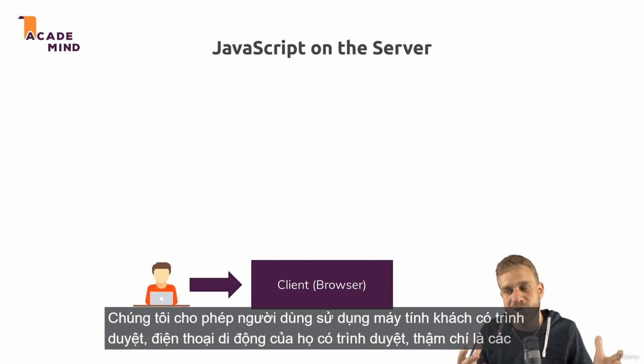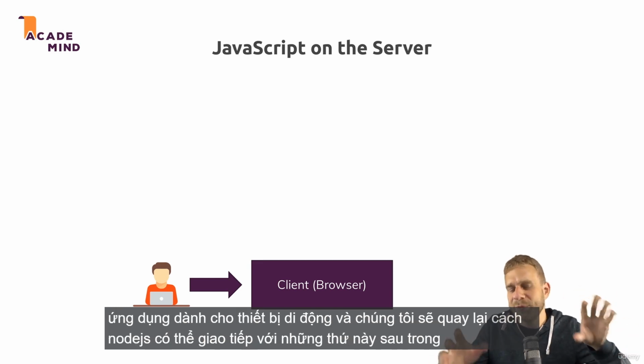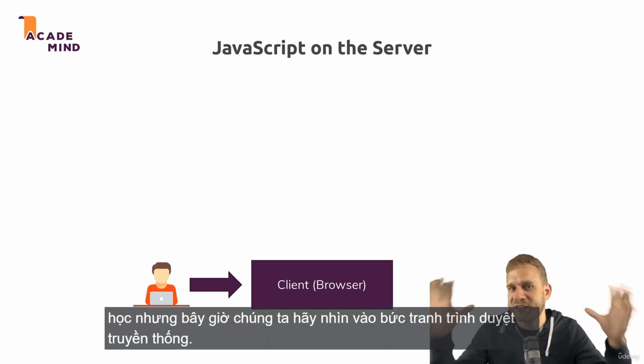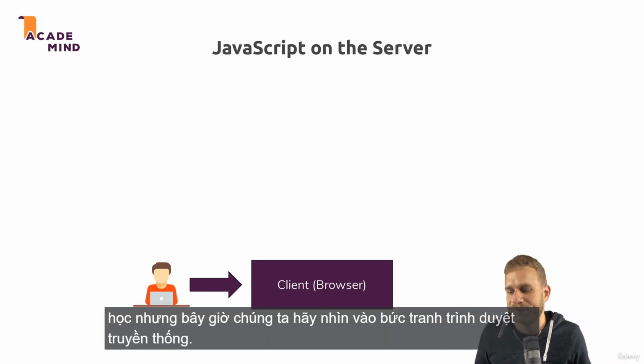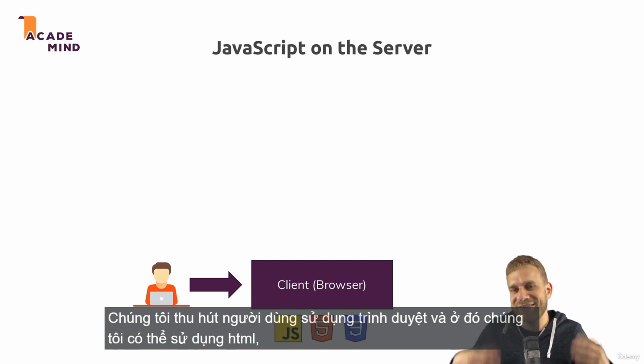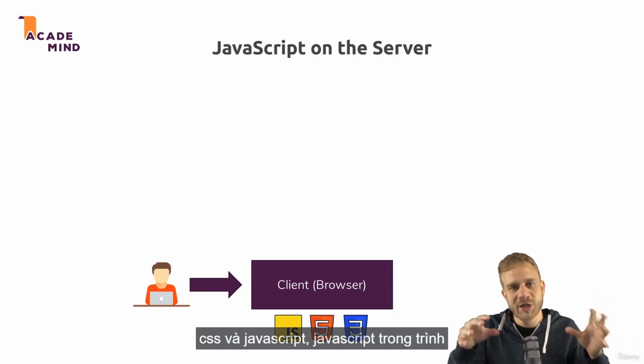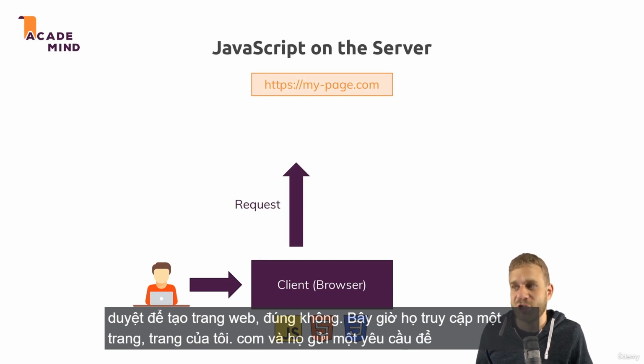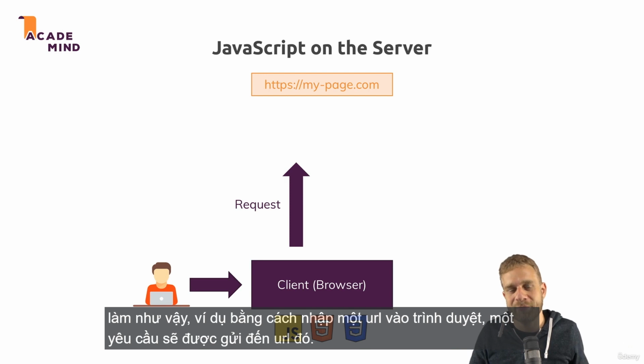We have our users using a client, computer with a browser, their mobile phone with a browser, even mobile apps, and we will come back to how Node.js can communicate with these later in the course too. But for now, let's stick to the traditional browser picture. We got our users using their browser, and there we can use HTML, CSS, and JavaScript in the browser to create web pages, right? Now, they visit a page, mypage.com, and they send a request to do so. For example, by entering a URL in the browser, a request is sent to that URL.